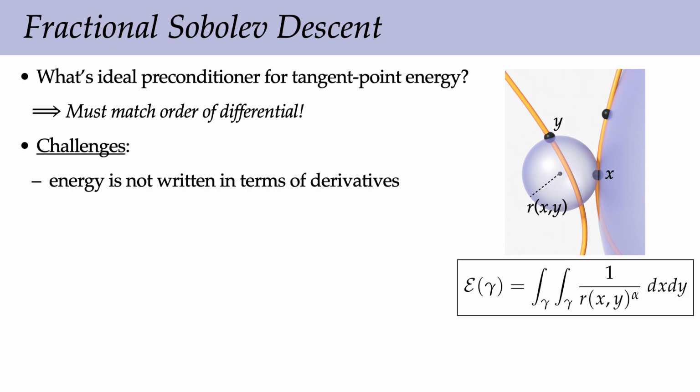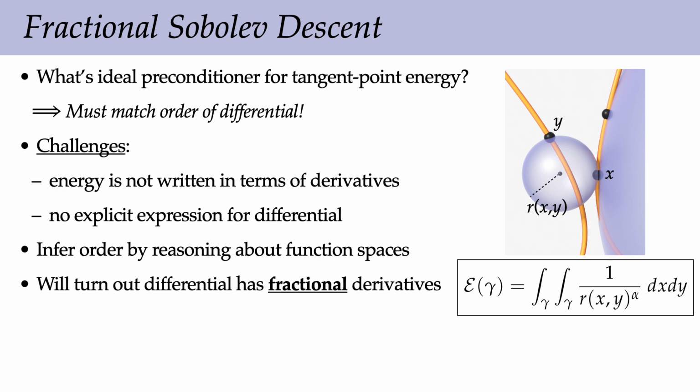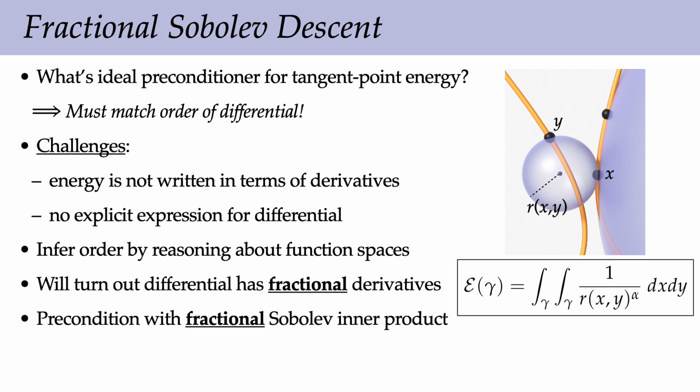For one thing, the energy isn't written down in terms of derivatives. It's written as an integral. So I can't just inspect this expression to figure out the right order of preconditioner. For another, as far as I know, nobody's ever written out an explicit expression for the differential of this energy, so I can't look at that either. And instead, what we had to do is infer what the differential order must be by considering the function spaces associated with the problem. And this leads us to a differential of fractional order, which ideally should be preconditioned with a fractional Sobolev inner product.